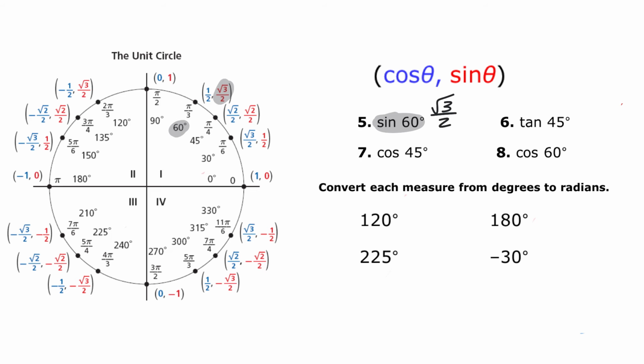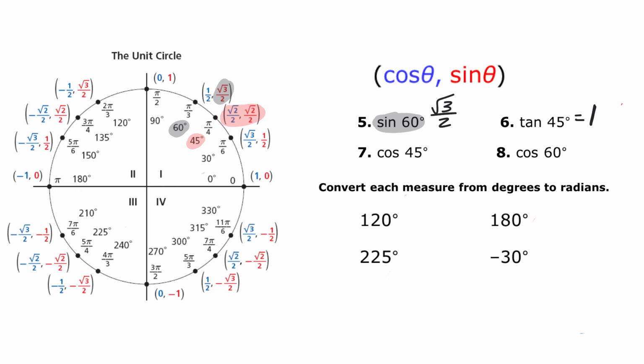Tangent of 45. Again, if you have your tangents, well, there's 45. Tangent is y divided by x. Well, you're going to be dividing by the same amount here. So square root of 2 over 2 divided by square root of 2 over 2, divided by itself, let's just say that, is 1. Tangent of 45 is 1.